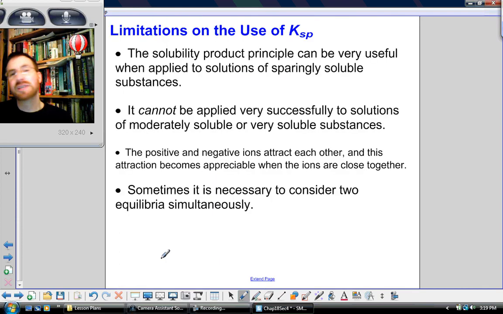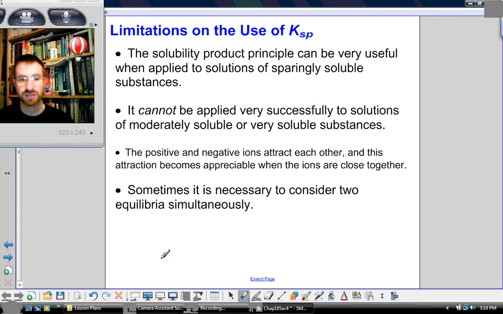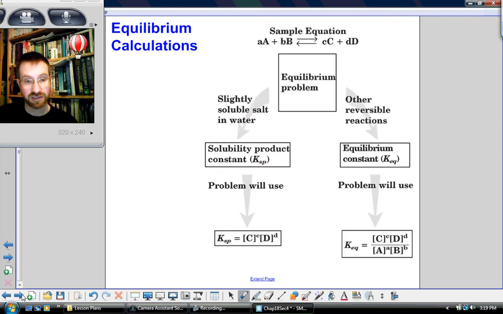Alright, limitations on the use of KSP. The solubility product principle can be very useful when applied to solutions of sparingly soluble substances. It cannot be applied very successfully to solutions of moderately soluble or very soluble substances. The positive and negative ions attract each other, and this attraction becomes appreciable when the ions are close together. Sometimes it is necessary to consider two equilibria simultaneously.